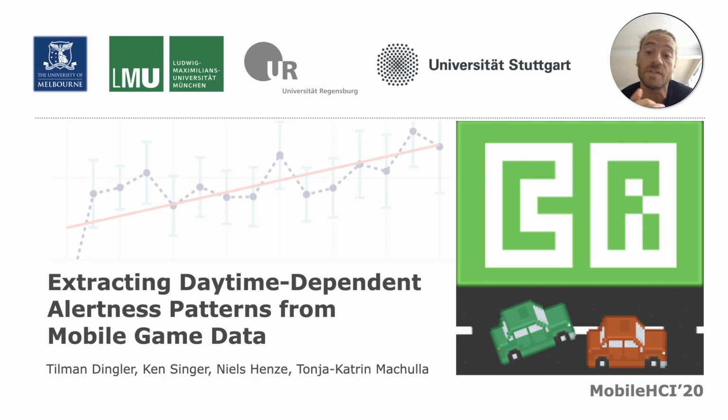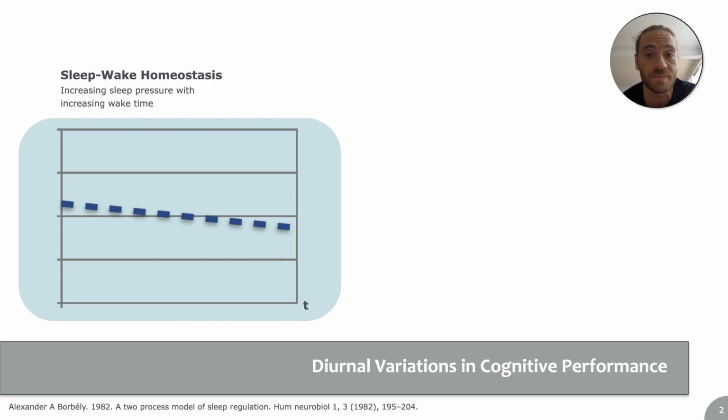Cognitive performance, such as alertness, fatigue, and decision-making abilities, all fluctuate throughout the day, partly due to our inner clock. And in this research, I will show you how we use performance measures obtained from mobile game data to model players' varying alertness levels.